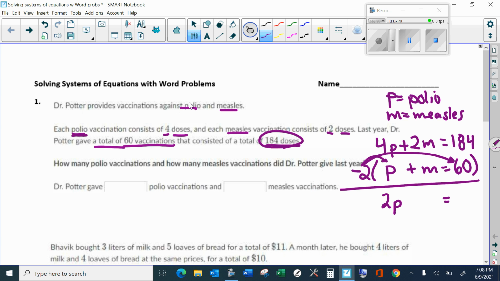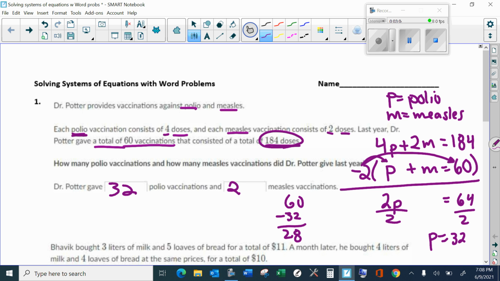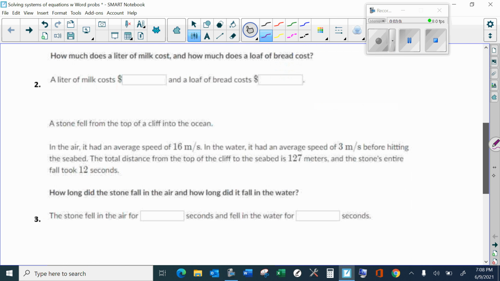That's -120, so 180 minus 120 is 64. And last step, divide by 2, and you get P equals 32. So polio is 32 shots, 32 polio shots. And remember, there's a total of 60 shots. So 60 minus 32 gives you 28 for measles. And there you go.